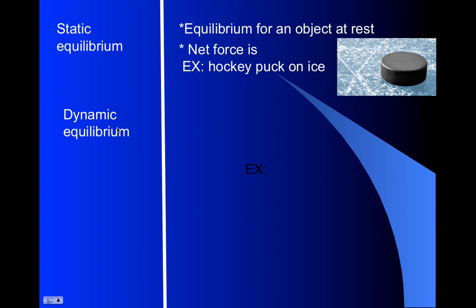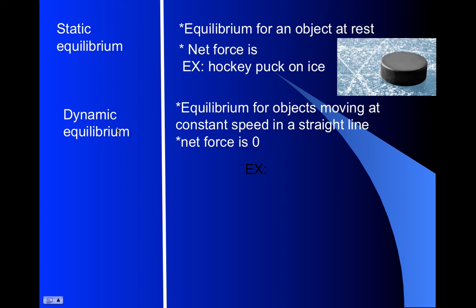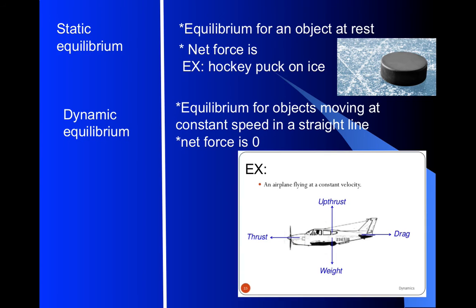Now with dynamic equilibrium, it's a little different. It's equilibrium for an object that's actually moving. The object is moving, but it's moving at a constant speed. So it's moving in a straight line. The net force is again 0. An example is an airplane flying at a constant velocity.